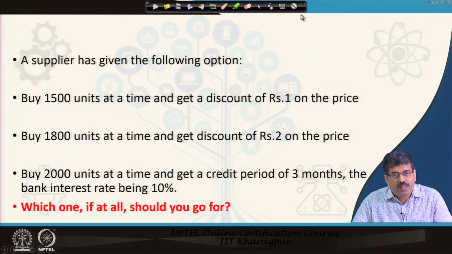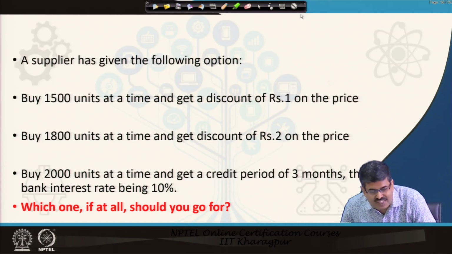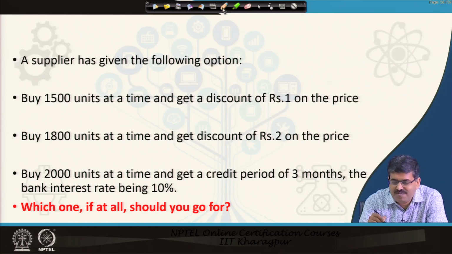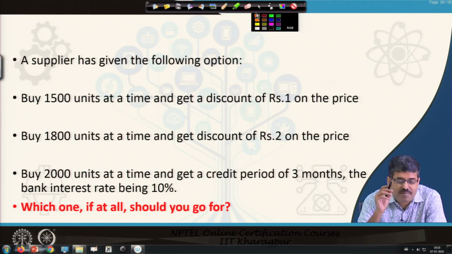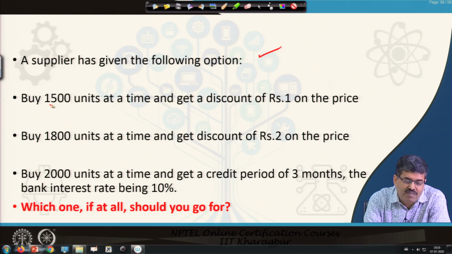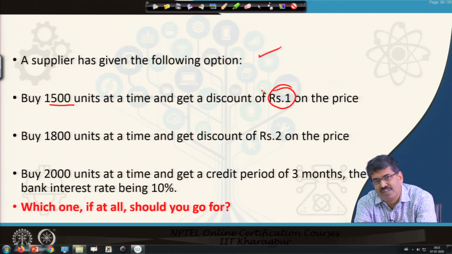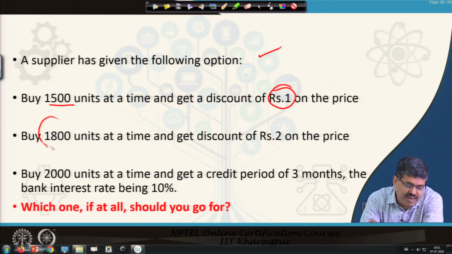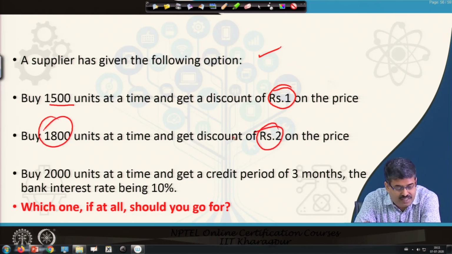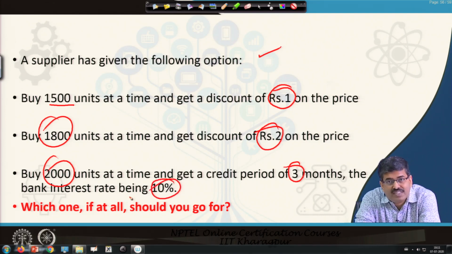Now let us change it. So this was the economic order quantity. You get something. Now the question is, a supplier gives the following options: buy 1500 units at a time and get a discount of rupees 1 on the price. What was the price? Rupees 12. Now he is saying you take at rupees 11, but you buy more. You buy 1800, you get it at rupees 10, a 2 rupee discount. Buy 2000, you get a credit period of 3 months, the bank interest rate being 10%.